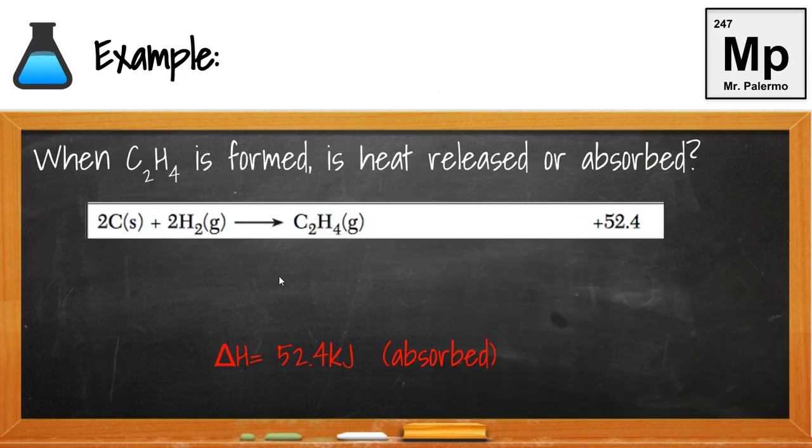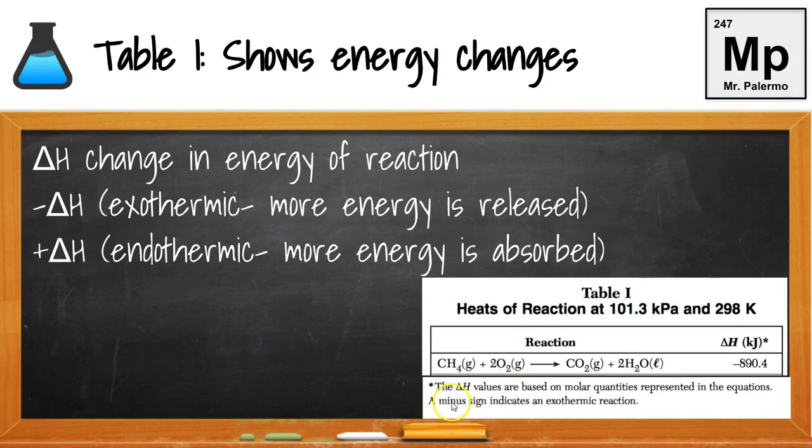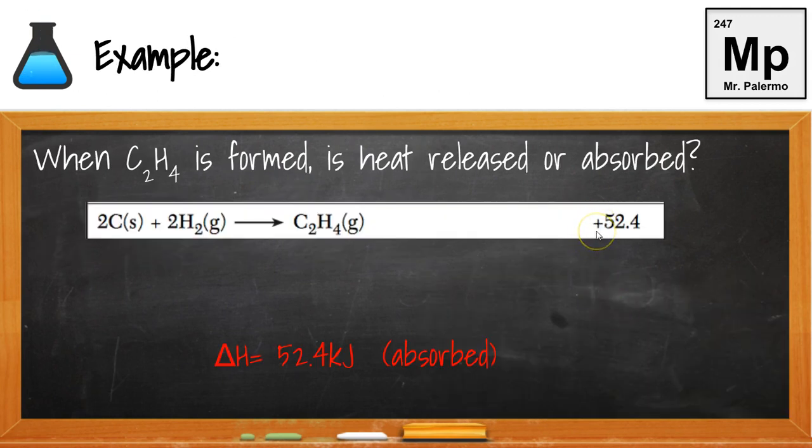So let's see an example. When C2H4 is formed or produced, is heat released or absorbed? Well, I first find the formation of C2H4, which I have here cut out of table I. So we're making C2H4. I look at the delta H value and it's positive. And if we go back, on the bottom it says a minus sign indicates exothermic reactions. So this positive sign must be an endothermic reaction, meaning it's absorbing that 52.4 kilojoules of heat. So where would the heat go? It would go on the left-hand side of the reaction. It's a reactant. We're adding heat to get this reaction to go.